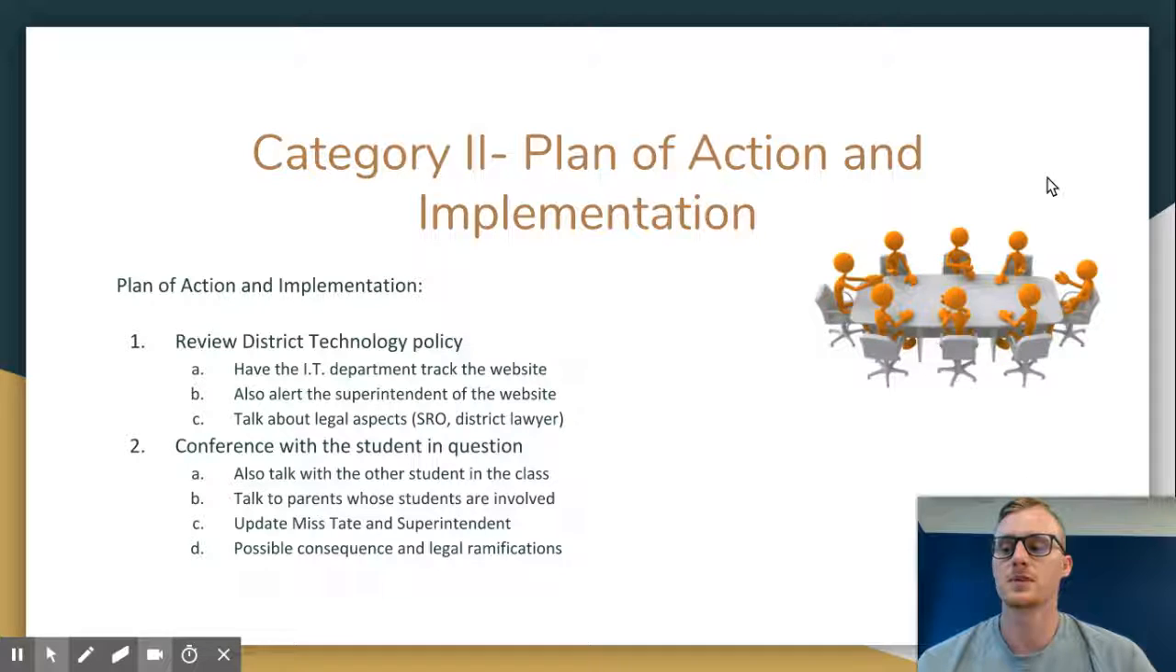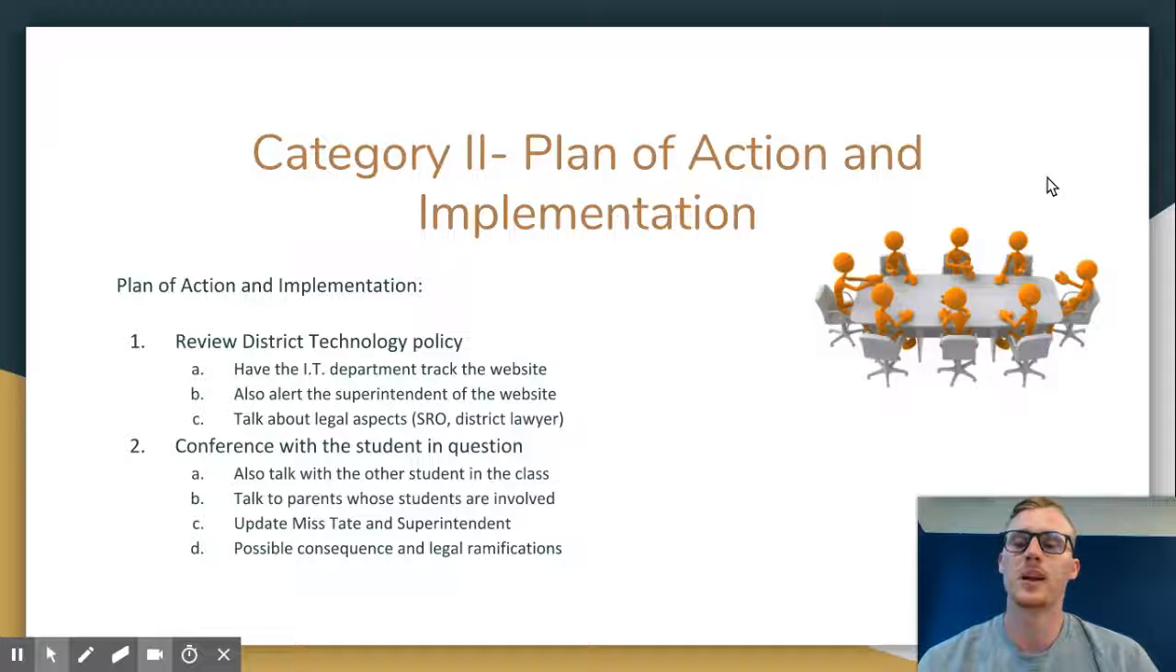Number 2, conference with the student in question. So Ms. Tate thinks it's William Hall. He's had issues in the past in her class, but I want to make sure that I also talk with the other students in the class to see if it possibly could be somebody else. I want to give Will the benefit of the doubt.